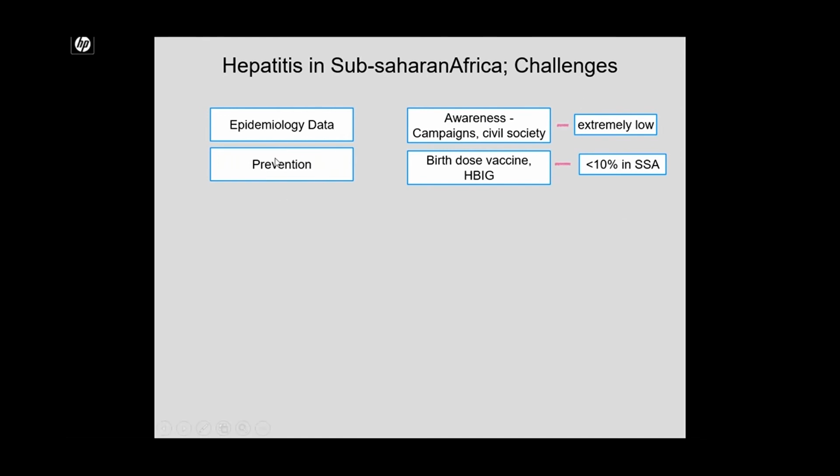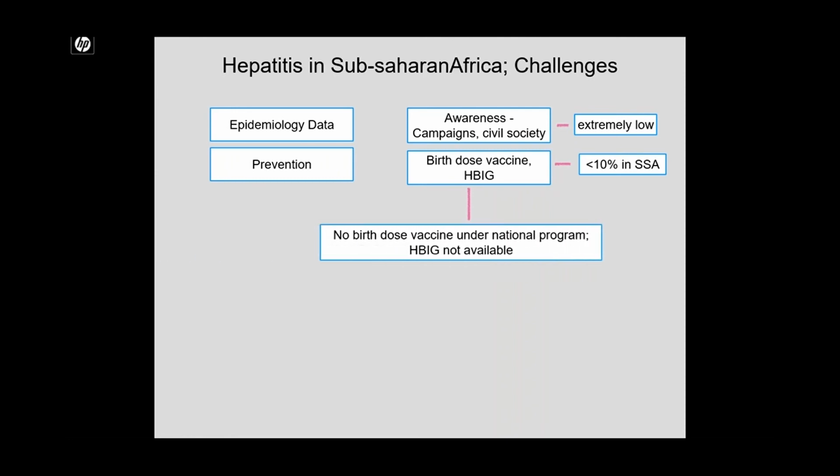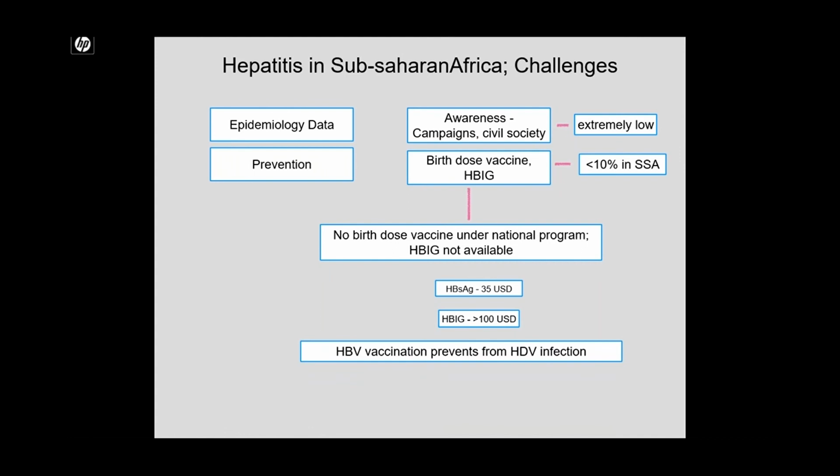And the prevention aspect is very important. First dose vaccine coverage in Sub-Saharan Africa is said to be less than 10%. When you look at the different programs, there is no first dose vaccine under the national program, and hepatitis B immunoglobulin is not available. The hepatitis B first dose vaccine can be found at around 35 USD. Immunoglobulin is difficult to get, and it may cost around 100 USD. It's usually found on the black market, and I usually see it as unreliable, and it's difficult to rely on that.